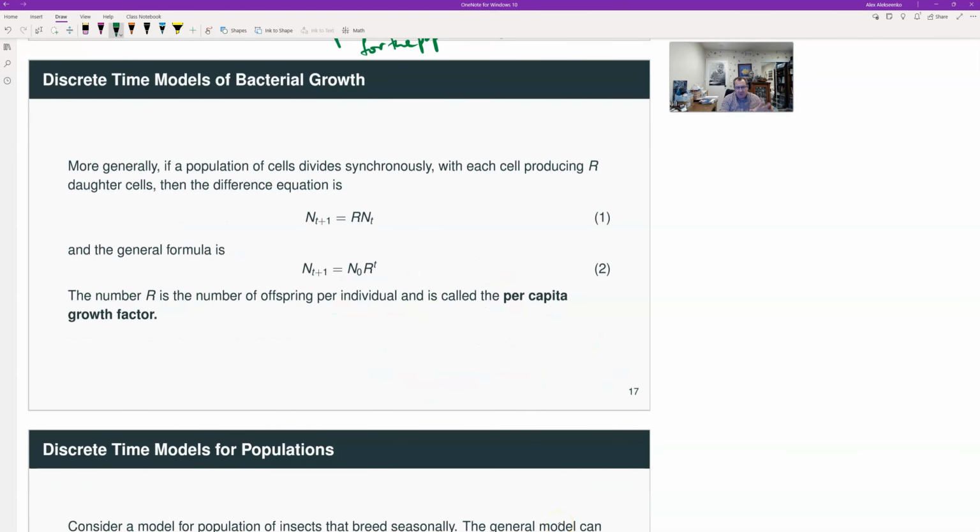Now, more generally, suppose the bacteria produces R daughter cells, not 2, but R. Then we can repeat the reasoning and the model would be very similar, but instead of 2 raised to t, we'll have r raised to t. That number r has a name. It's called the per capita growth factor.